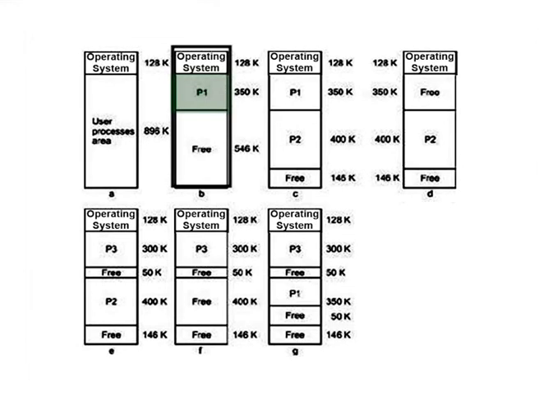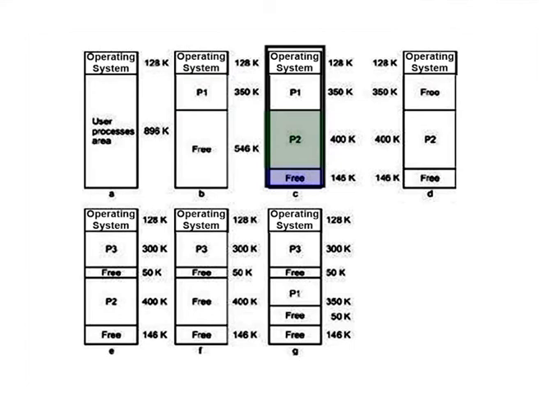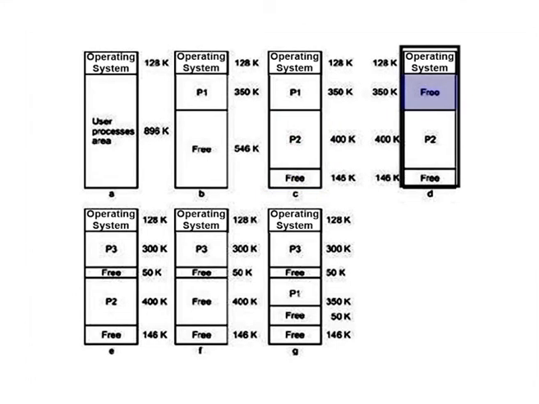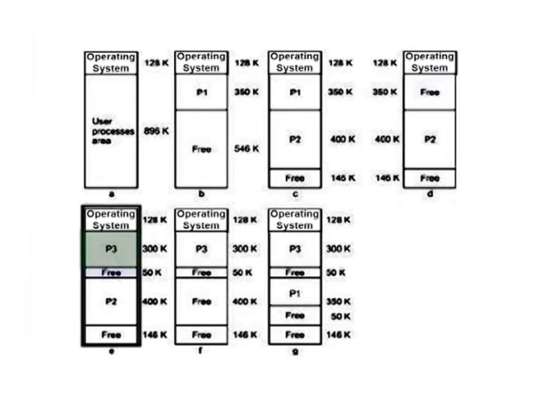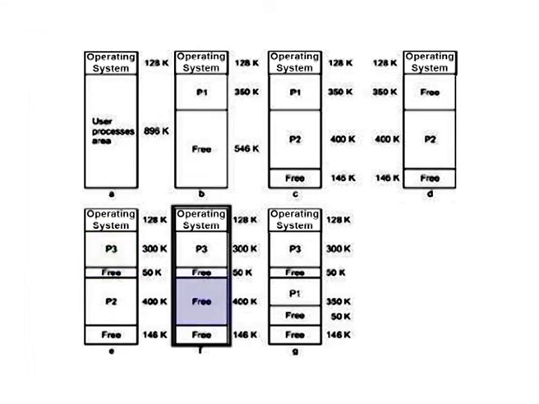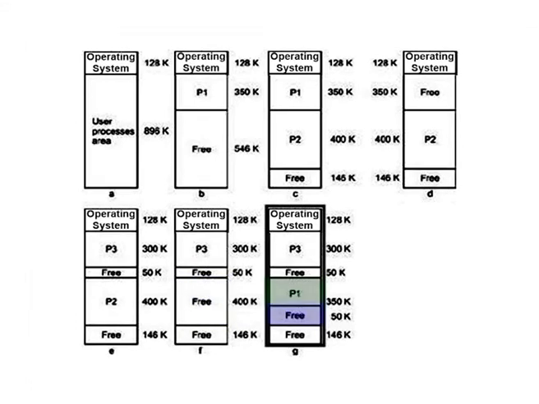Then process 1 of size 350K is loaded in memory, as shown in figure B. Then process 2 of size 400K is loaded without any gap, and the remaining free space in main memory is 146K, as shown in figure C. Process 1 is swapped out to allocate another higher priority process, as shown in figure D. After allocating memory to process 3 of size 300K, a hole of size 50K is created, as shown in figure E. Now process 2 swaps out, as shown in figure F. Process 1 swaps into this block, leading to a hole of size 50K, shown in figure G.